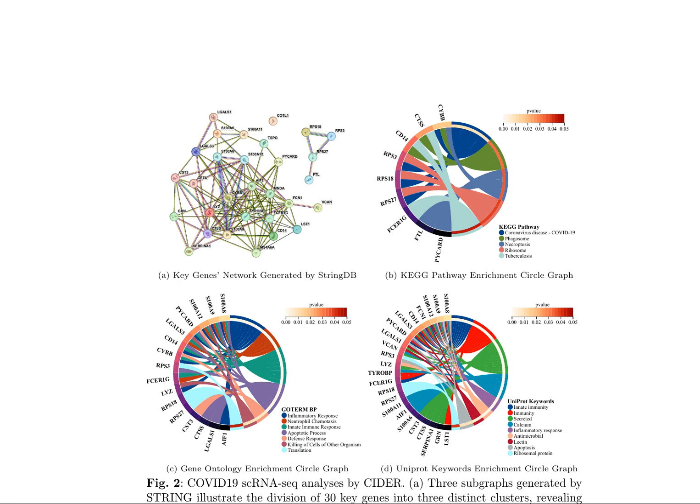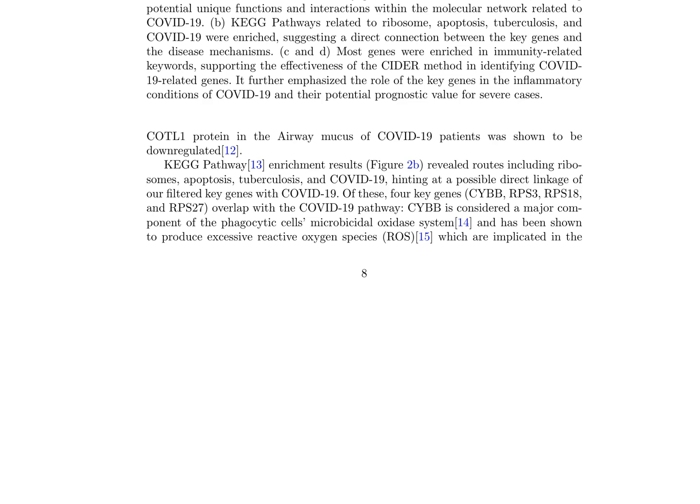CYBB, a major component of the phagocytic cell's microbicidal oxidase system, is implicated in the production of excessive reactive oxygen species. Gene ontology enrichment analysis revealed that the key genes were primarily involved in immunity-related processes, including inflammatory response, neutrophil chemotaxis, innate immune response, and apoptotic process. UniProt keywords enrichment analysis further supported the role of the key genes in immunity-related processes, with keywords such as innate immunity, immunity, and inflammatory response being significantly enriched.